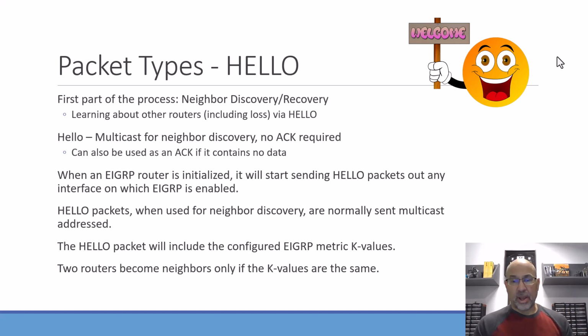Now, we'll talk later on about metric K values, but as you know, EIGRP is a distance vector protocol, and so the routers have to figure out how they're going to do their actual metric calculation, and so they're going to include some K values. Routers will only really become neighbors with each other if they have the same way of calculating the metric.